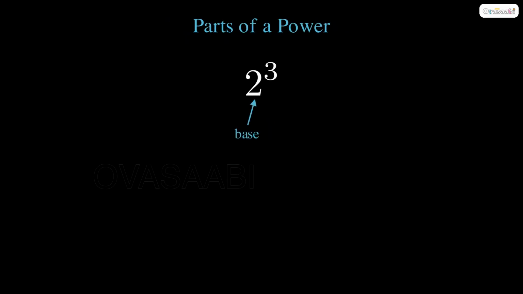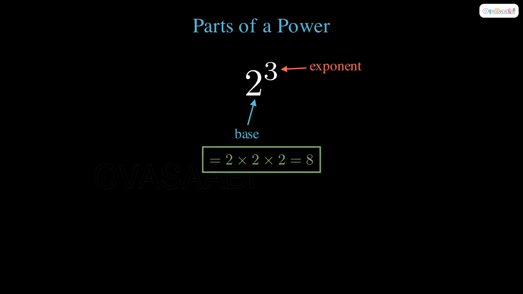A power has 2 parts. The base is the number we multiply, and the exponent or index tells us how many times. So 2 to the power 3 means 2 times 2 times 2, which equals 8.